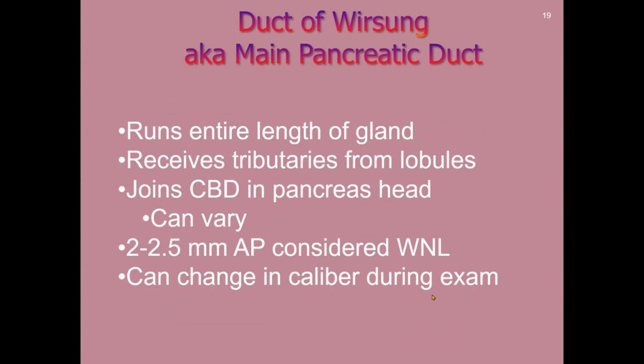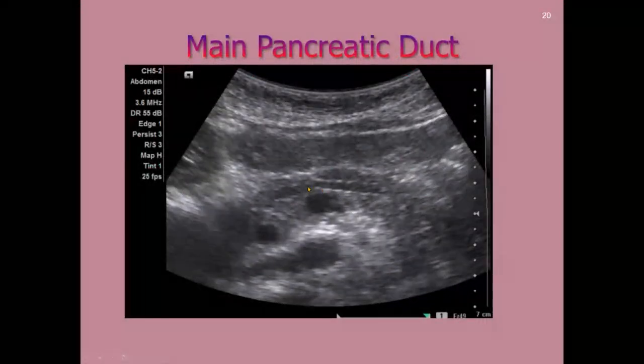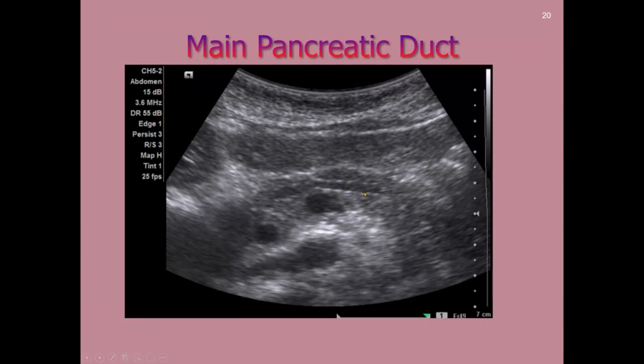And 2 to 2.5 millimeters in the anterior posterior diameter is considered within normal limits. So just say 2.5. Remember, it's a duct, so you don't include the walls. And the actual caliber of this can change during an exam depending on what's going on with their digestion. So this is the main pancreatic duct right in the middle. You should see pancreas tissue on each side of the duct to be sure it's a duct and not a vessel, not mistaking it for the splenic vein or that serpiginous splenic artery.